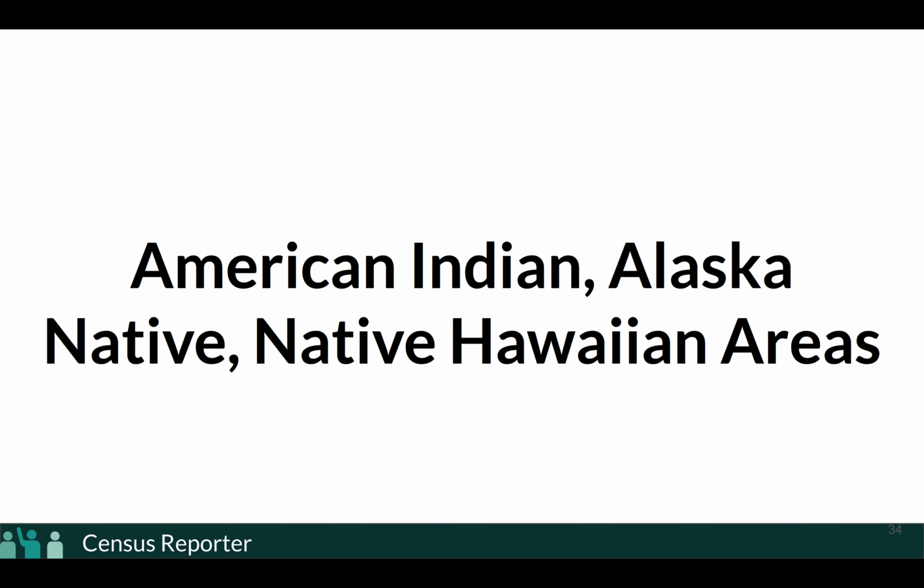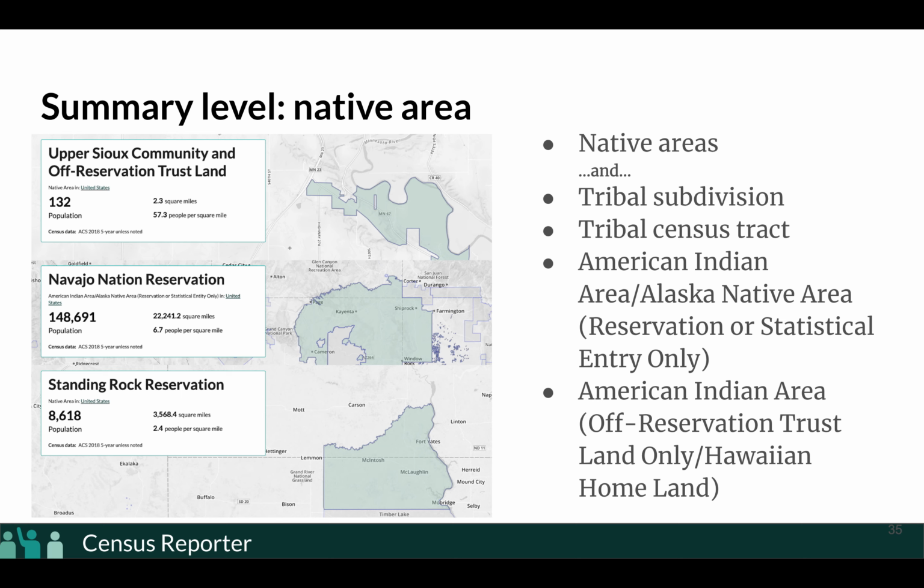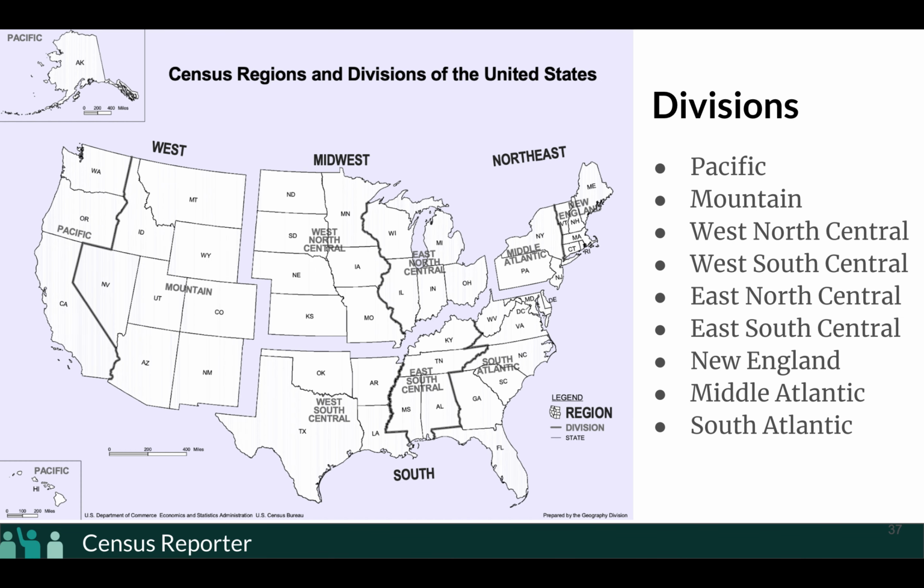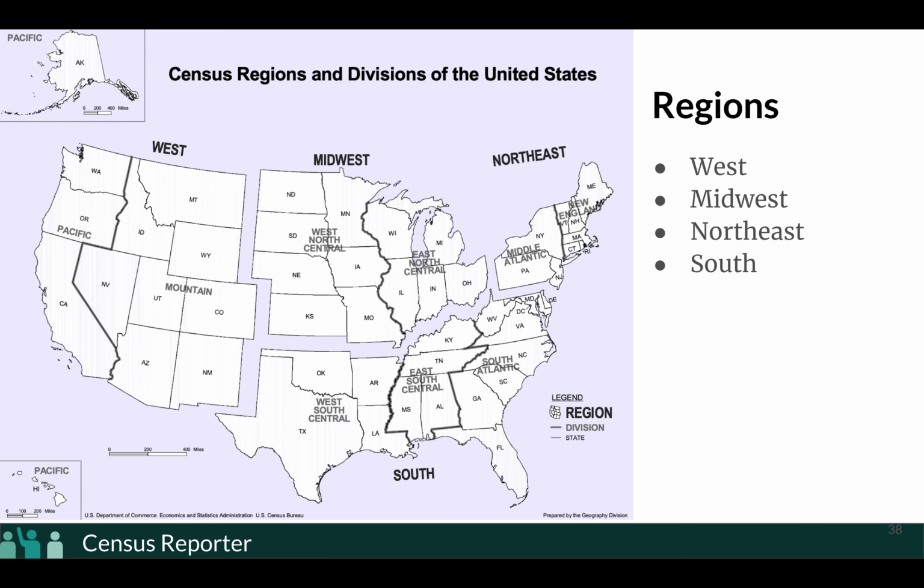Of course, it is impossible to talk about the landscape of the United States without acknowledging the history and relationship of Native people with this land. The land currently recognized by the Census Bureau as American Indian Areas, Alaska Native Areas, and Hawaiian homelands are identified as native areas on Census Reporter. There are a number of summary levels representing parts of native areas, which you can see on the screen. Some of the largest summary levels are divisions and regions. These are grouped geographically. There are 9 census divisions that make up the 4 census regions of the United States.